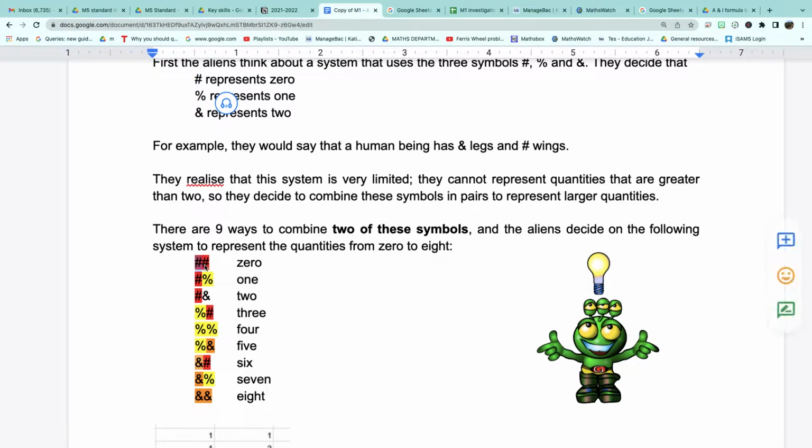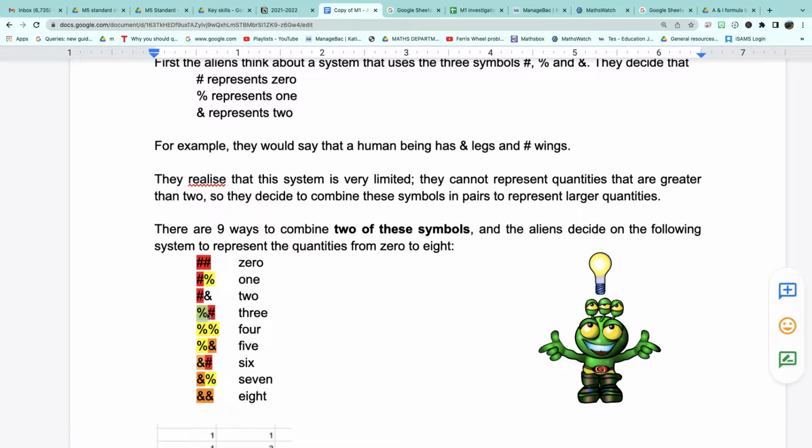And all the numbers starting with a hashtag are the smallest numbers. So you can see hashtag is 0, hashtag percentage is 1, hashtag and is 2. Then to get to the next set of biggest numbers, we're going to move on to the percentage sign. So we're going to use all the symbols that we can with the percentage sign, but we're going to just combine 2 of them. So we're going to do percentage hashtag is 3, percentage is 4, percentage and is 5.